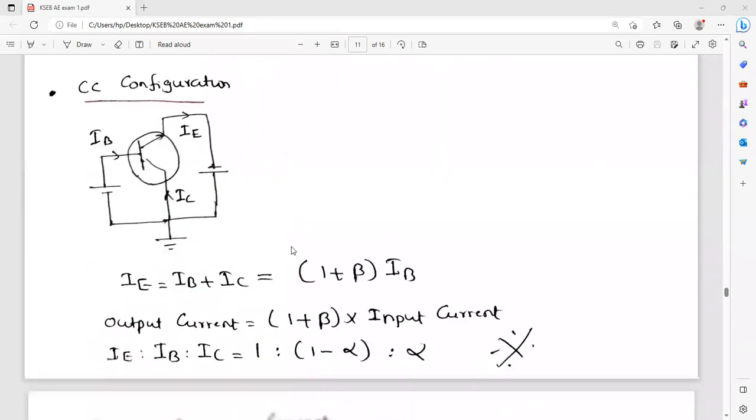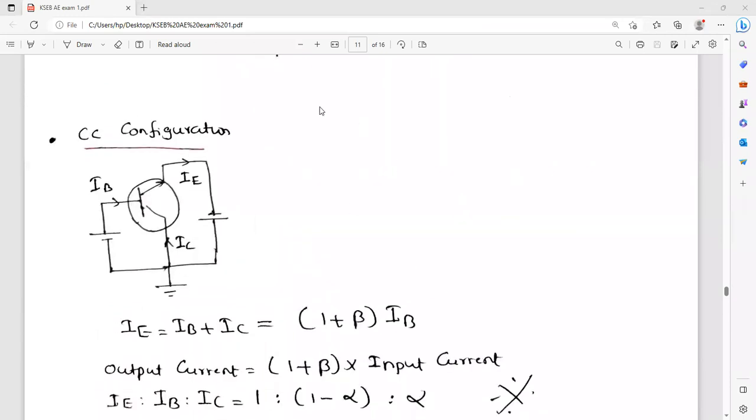If I talk about the common collector configuration, okay, common collector configuration, you can say that this part is common. The collector is common to base and emitter. So if you apply this equation, I can make out that output current is equal to 1 plus beta into input current. If I take out the ratio of emitter current, base current, and collector current, I can easily write: emitter is to base is to collector is equal to 1, 1 minus alpha, and alpha. Okay, this is very important. Sometimes you may get the question directly.